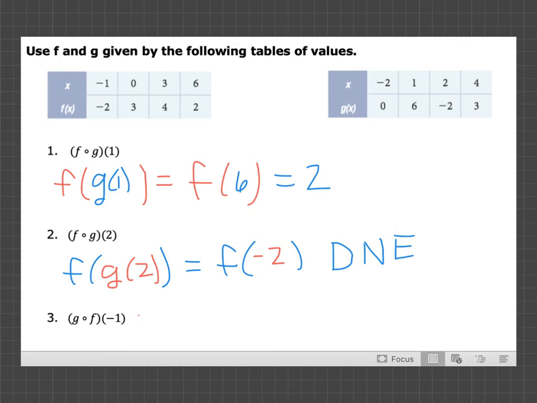All right, here we have g as the outside function. So this is going to be g of f of negative 1. So this time we're going to start at the table for function f. We go to where f is negative 1, or x is negative 1, that gives us a negative 2. So we're going to have g of negative 2. Now we go to the table with function g. Here's where x is negative 2. That gives us a function value of 0.